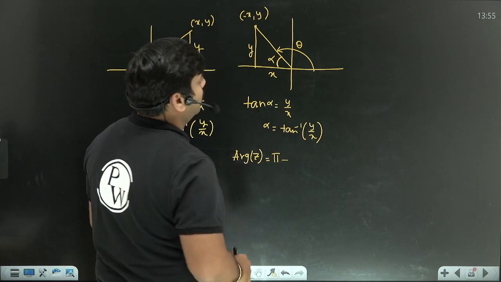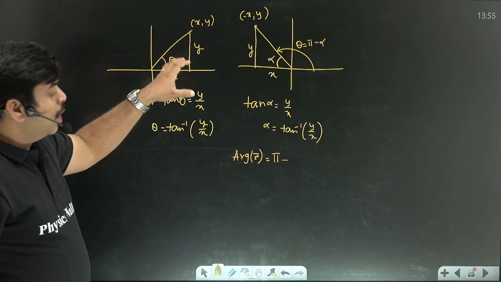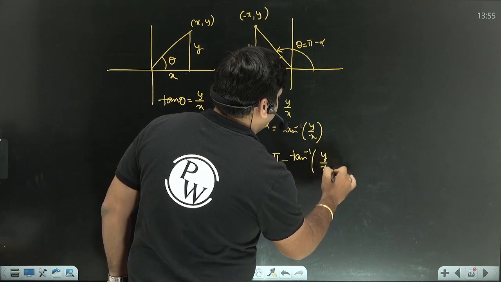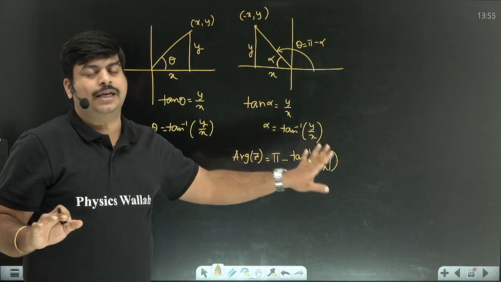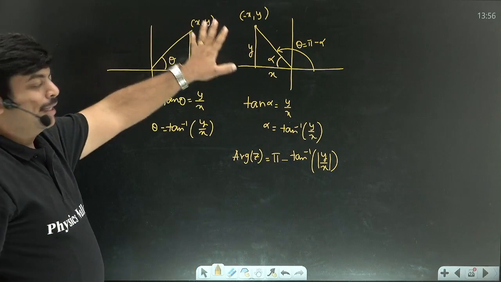Theta is pi minus alpha. The complete thing is pi. So, pi minus tan inverse y by x. And just to avoid any confusion, we take a modulus inside just to make sure that everything inside is positive. Pi minus tan inverse of y by x. Clear? First quadrant is done, second quadrant is done.